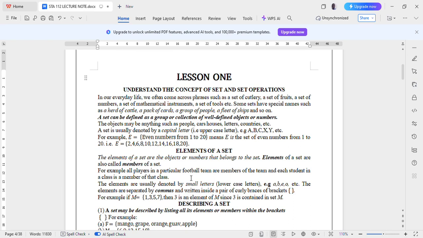A set is usually denoted by a capital letter. Those are the key areas that you need to know about sets. If you are representing a set, you represent it with a capital letter.